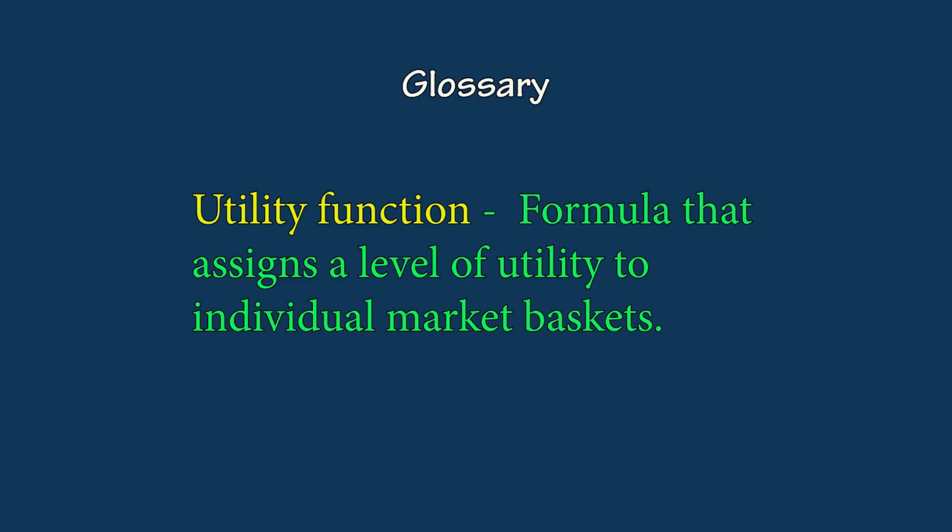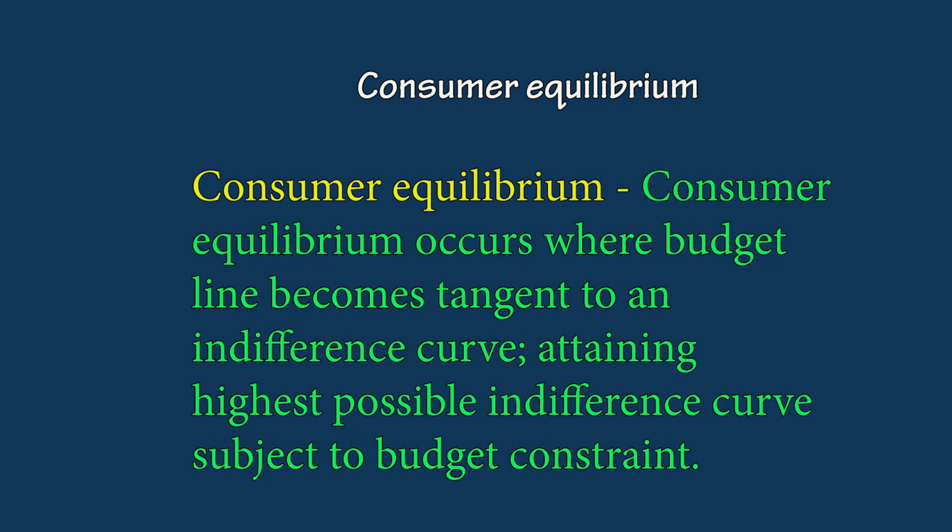Utility refers to the satisfaction a consumer can derive by consuming different amounts of different commodities. By consuming different commodities, how much satisfaction a consumer can derive, that is understood by the term utility. Consumer equilibrium occurs where the budget line becomes tangent to an indifference curve, attaining the highest possible indifference curve subject to the budget constraint. So now we are going to discuss the microeconomic theory. Before going there, let us take the first question, that is, what is a normal good?